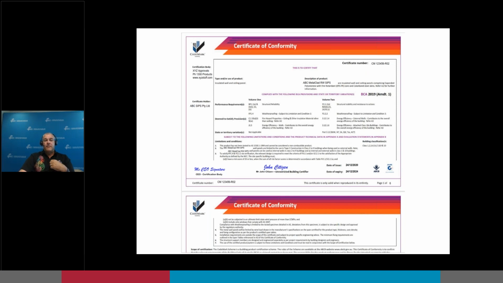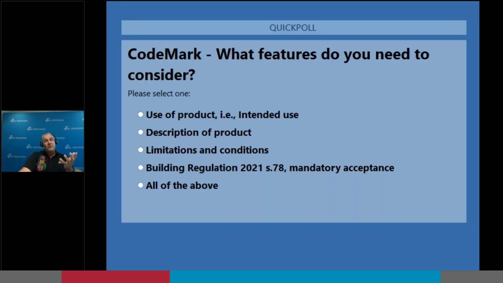So just as a very quick recap, my colleagues are going to whack in a quick poll here. We're going to ask you, what features on a CodeMark certificate would you need to consider? Is it the use of the product, which is the intended use? Is it the description? Is it the limitations and conditions? Or is it everything? Look at that, most people are voting and they're using smart cookies. It's everything. Well done.